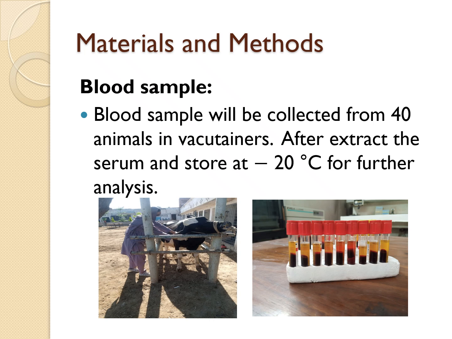Here's the blood sample that I took from the cattle. So blood samples were collected from 40 animals in Equatorial, 20 animals from each farm. After that, I extracted the serum and stored it at minus 20 degrees centigrade for further analysis.